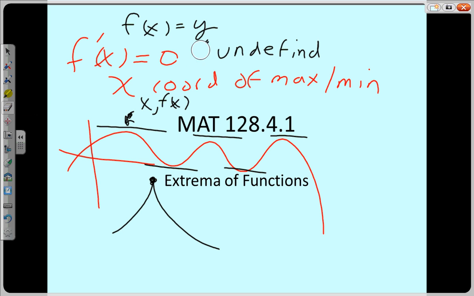Yeah, the derivative equals 0 or undefined. Well, yeah, I don't know. I'm just winging this. Or undefined. That's over an open interval. See how I kept drawing?